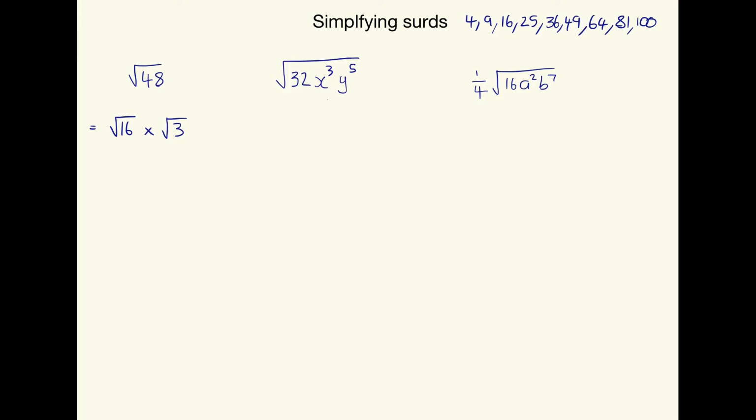And now I can see root 16 can be simplified to just 4. So 4 times root 3. And using mathematical convention, I can remove the multiplication symbol and just have it as 4 root 3. So that's how you simplify, by making the term or the number underneath the square root sign as small as possible.